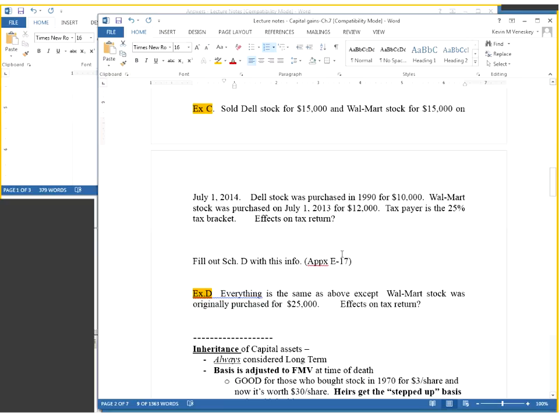Now I wanted to look at Schedule D and how this would actually look on a real tax return. You can pull up any of the Schedule Ds, it doesn't really matter. I put on there Appendix E17, but there's some in the chapter as well. Let's just get a real quick look at how Schedule D is laid out.